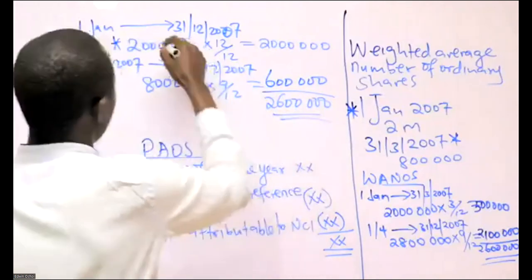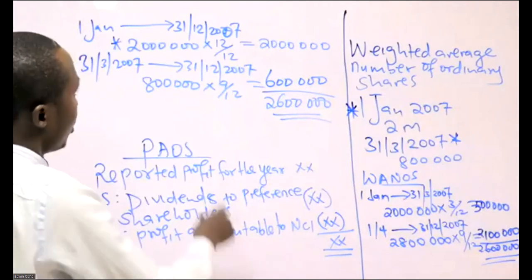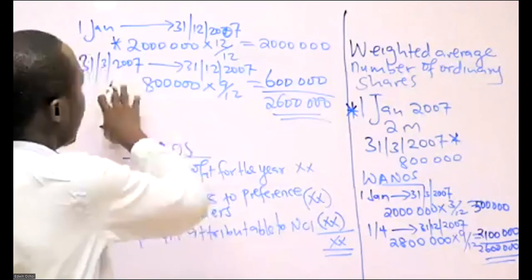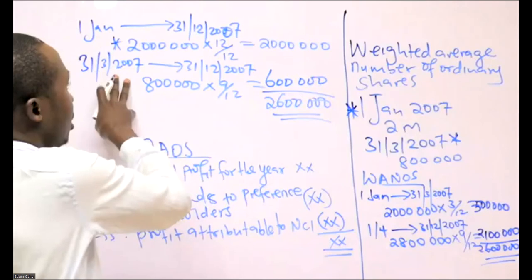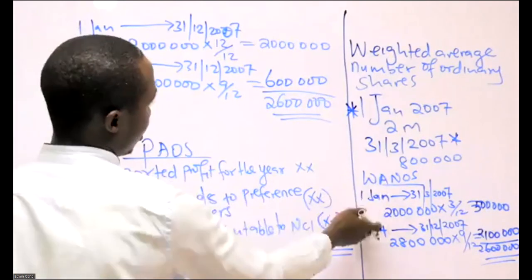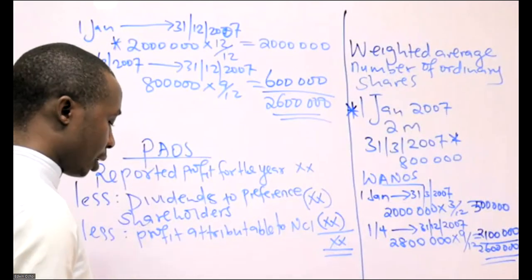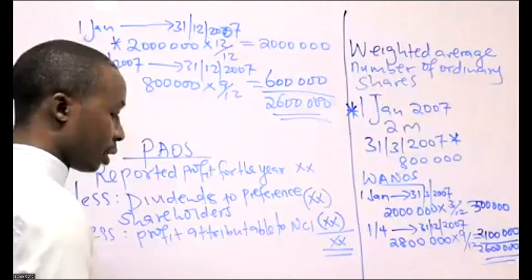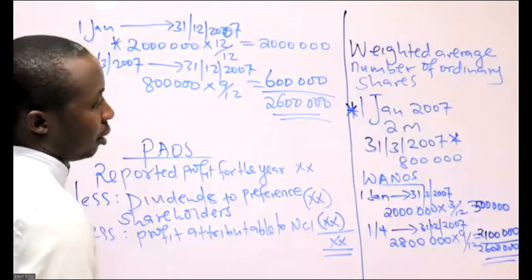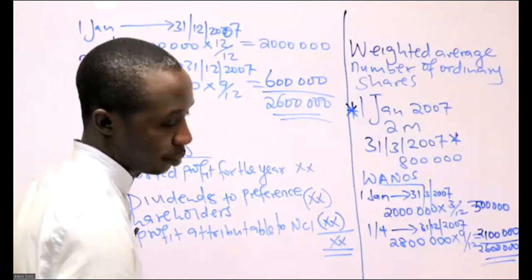So the shares the company had from the start of the year, you consider them accruing for the entire year. Then you consider the additional from the time they issued it until the end of the year. So you can go for option one or option two when you are weighing the shares. That's why I said it represents the outstanding number of ordinary shares weighted for the time factor.